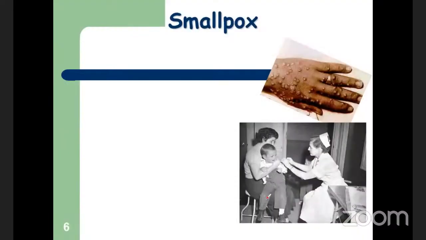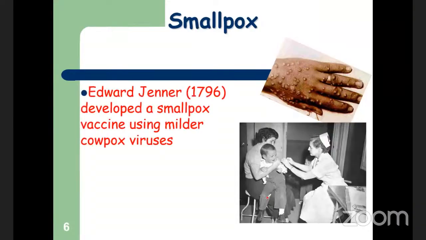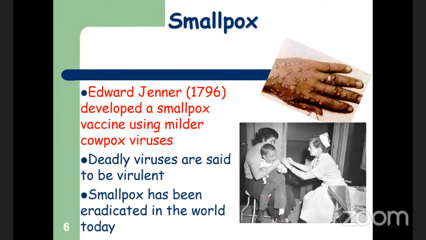Who discovered the first virus vaccine? Edward Jenner. Edward Jenner first developed a virus vaccine, the smallpox vaccine.